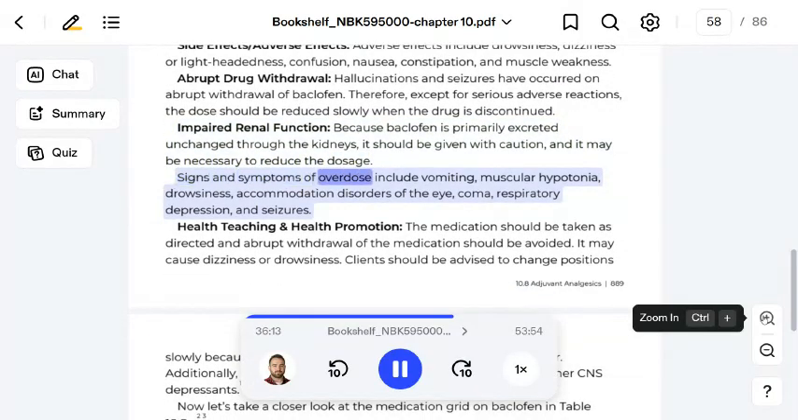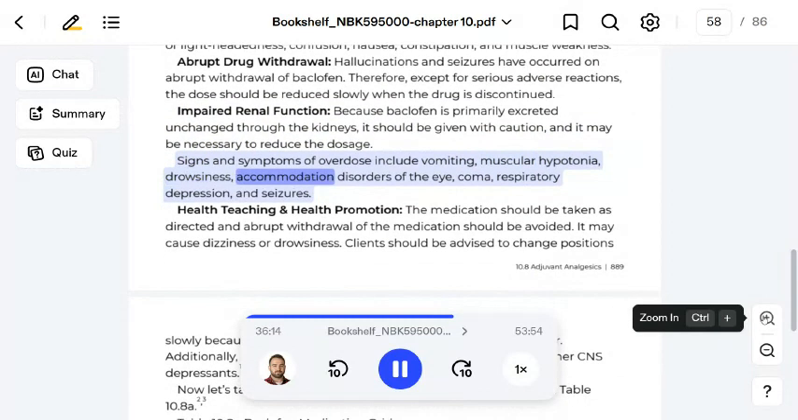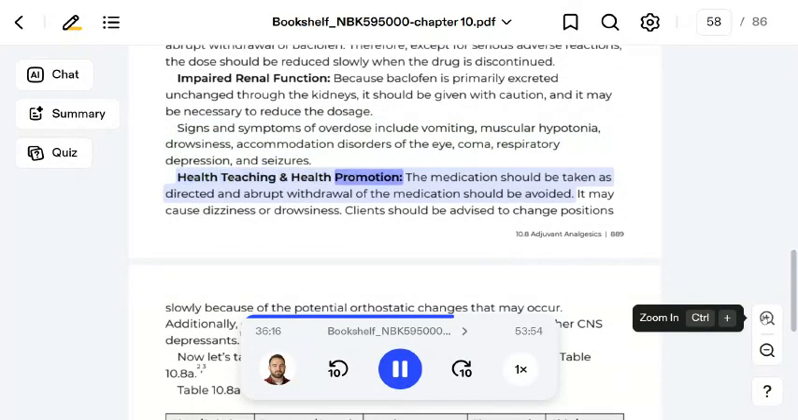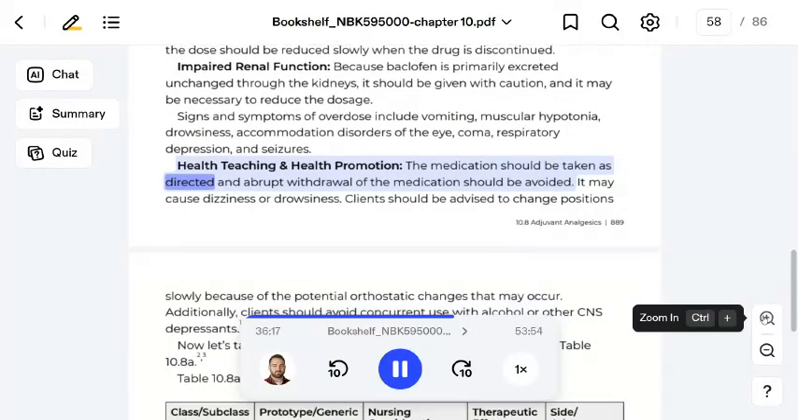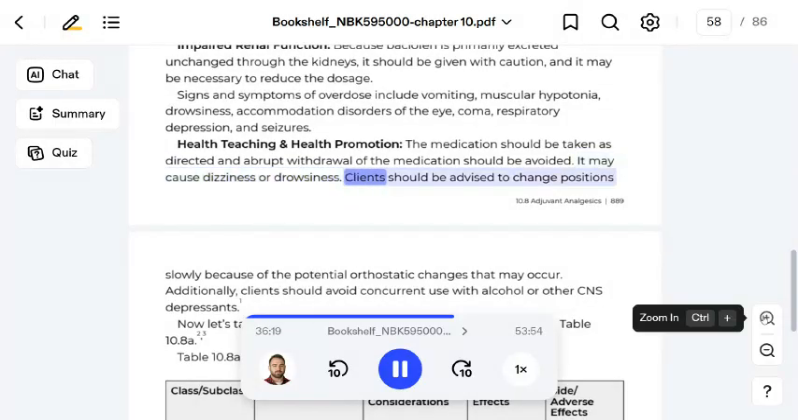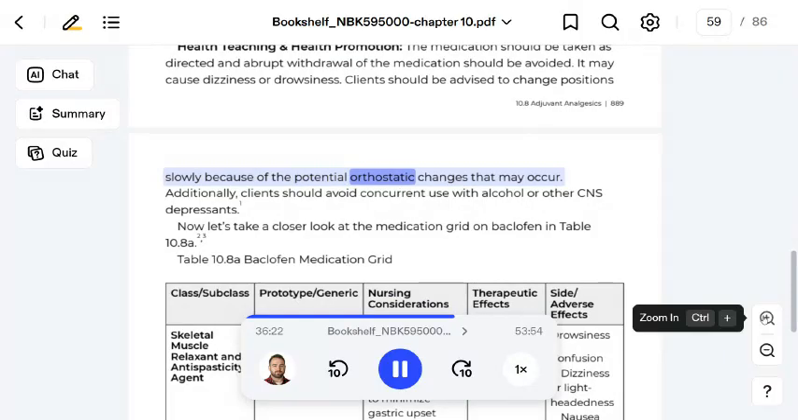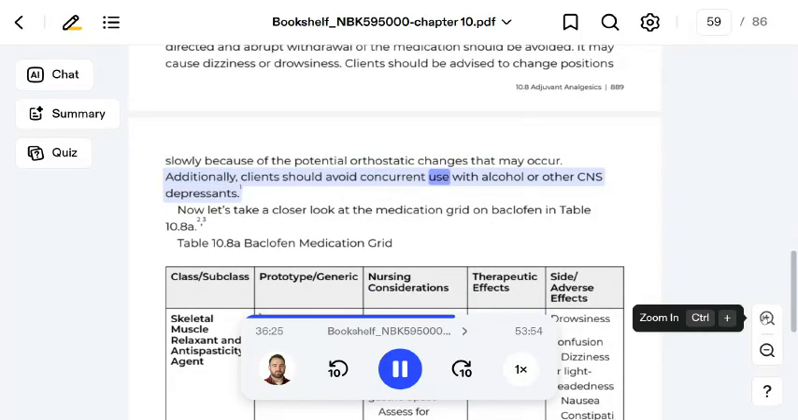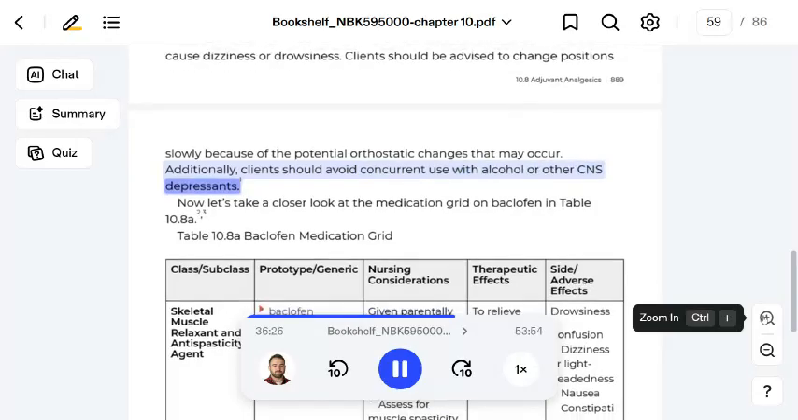Signs and symptoms of overdose include vomiting, muscular hypotonia, drowsiness, accommodation disorders of the eye, coma, respiratory depression, and seizures. Health teaching and health promotion. The medication should be taken as directed and abrupt withdrawal of the medication should be avoided. It may cause dizziness or drowsiness. Clients should be advised to change positions slowly because of the potential orthostatic changes that may occur. Additionally, clients should avoid concurrent use with alcohol or other CNS depressants.